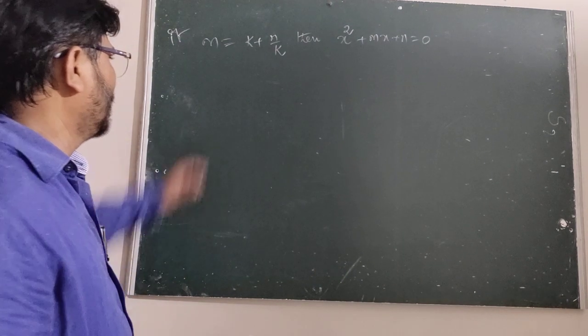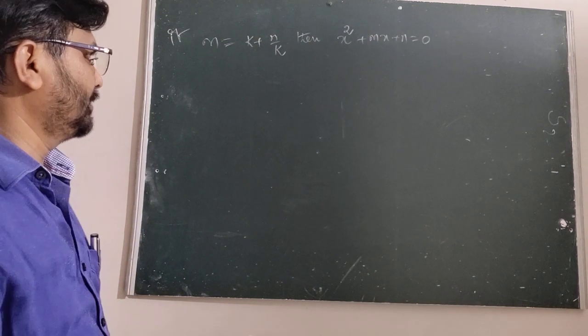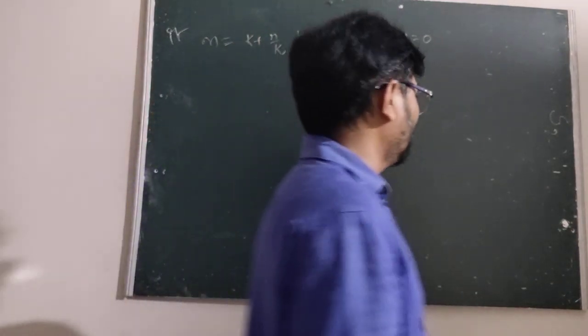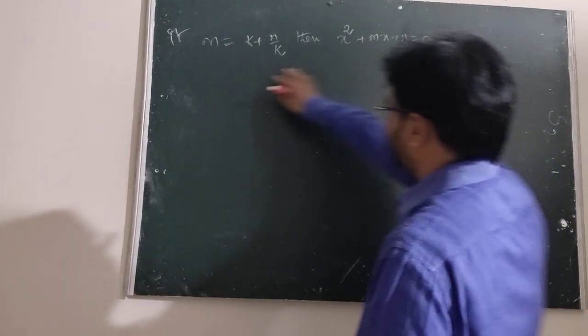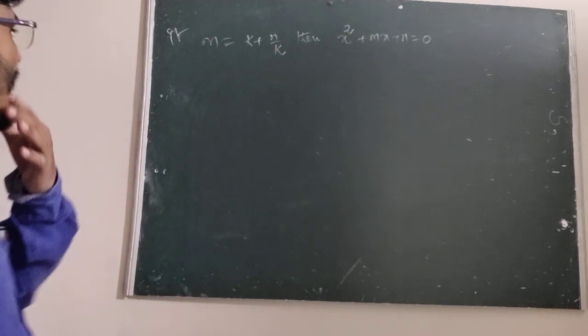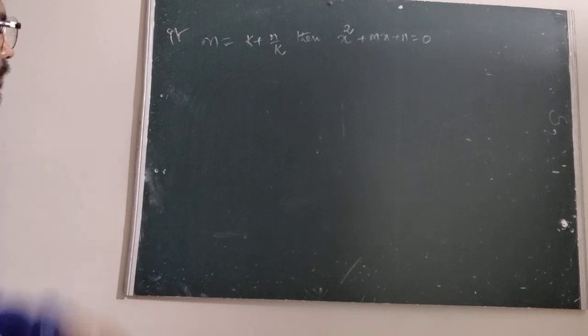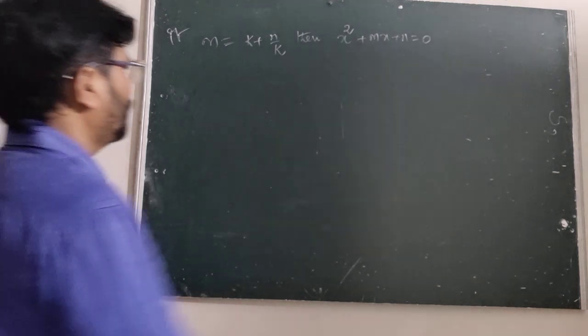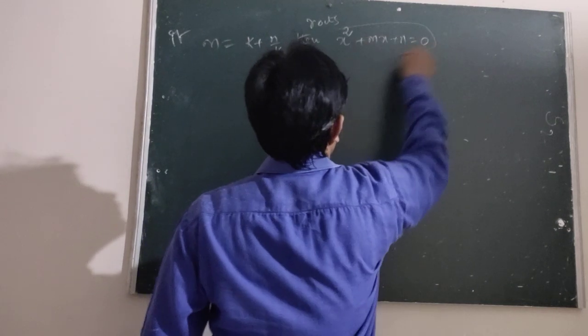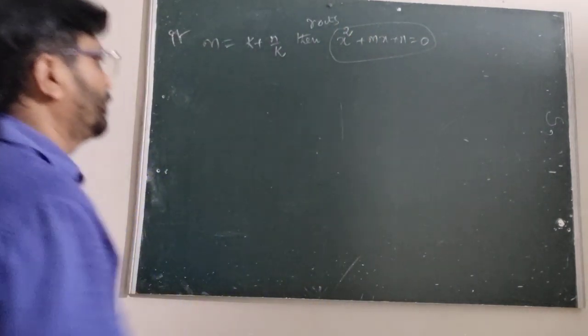Here, if m equals k plus n by k, now we are going to some models. Today we are discussing some models for JEE Mains, Objective Level 1. So here, m equals k plus n by k. Now we are going to find the roots of x square plus mx plus n.